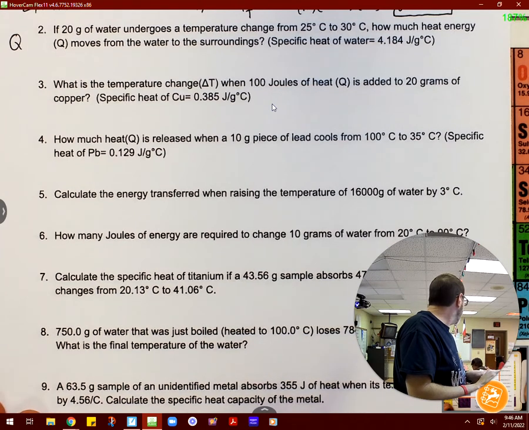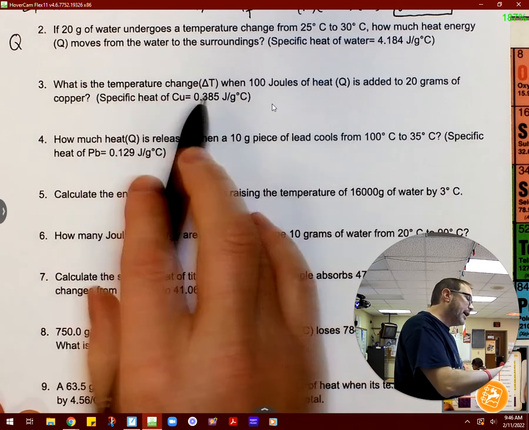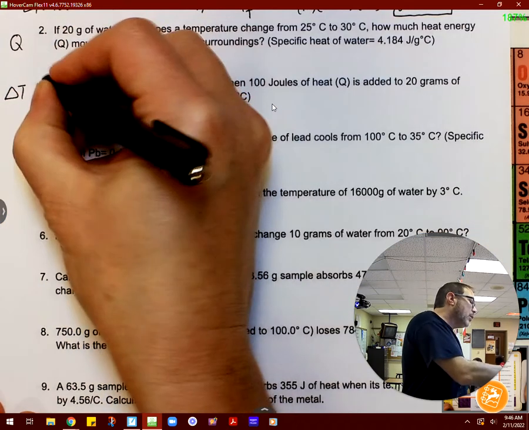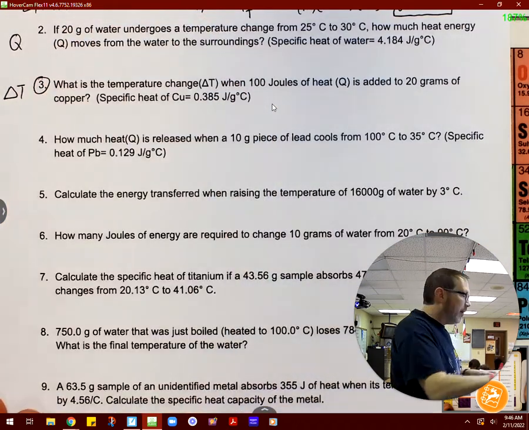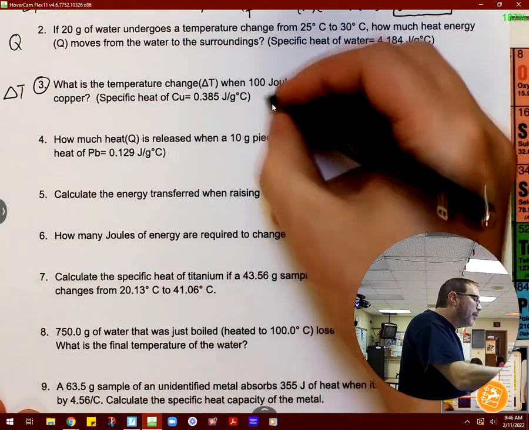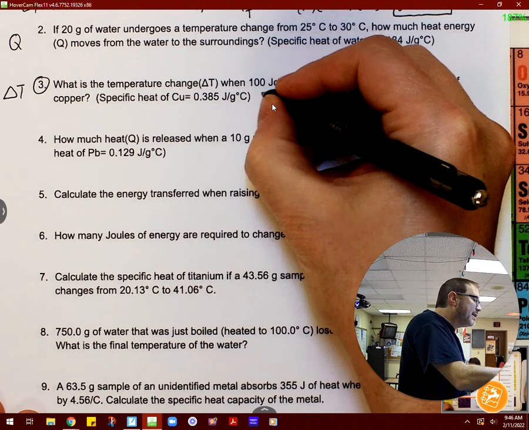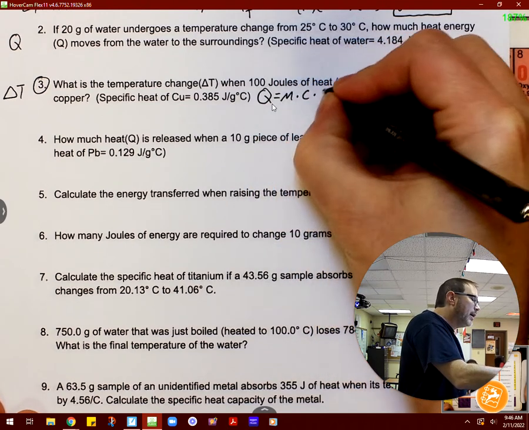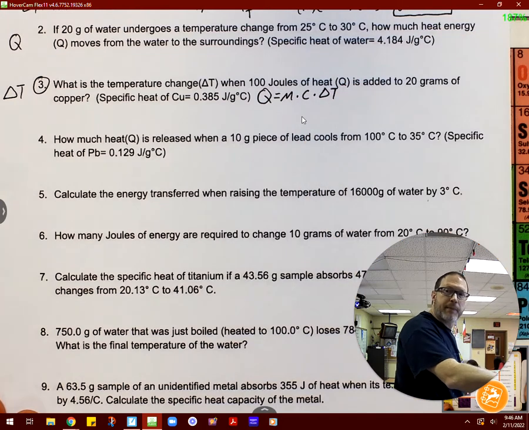Just looking for what they want me to find on number 3. Temperature change. What is the temperature change? So on this one, this is a little bit different. They want me to find delta T. So I'm going to work this one as an example of what to do when they want you to find something besides Q. So I'm going to start by rewriting that same basic equation, Q equals mc delta T.